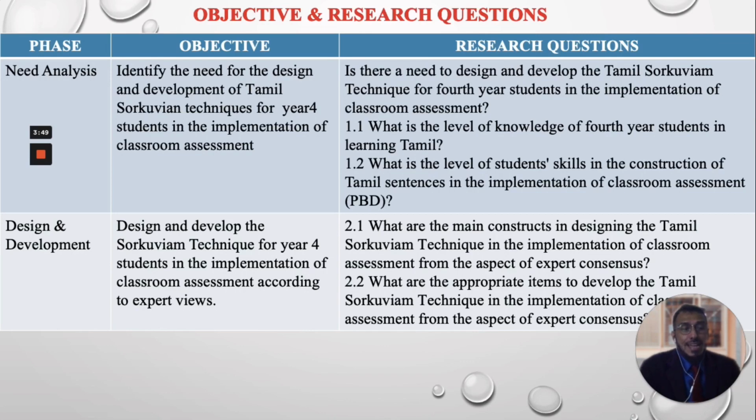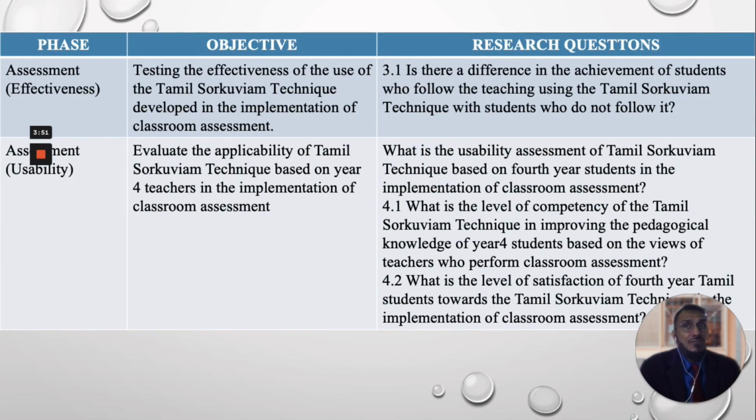And the next was the phase of assessment, where we divided it into 2. Number 1 is effectiveness, number 2 is usability. Based on the assessment phase for effectiveness, the objective was testing the effectiveness of the use of the Tamil Sorkuviam technique developed in the implementation of classroom assessment. The question was: is there a difference in the achievement of students who follow the teaching using the Tamil Sorkuviam technique compared with those who do not?